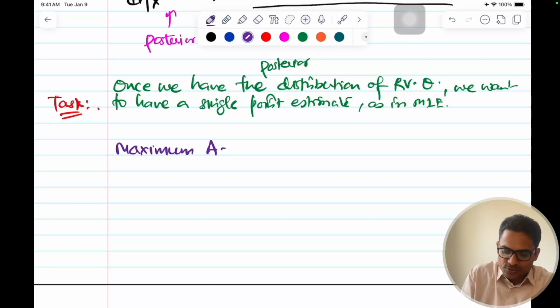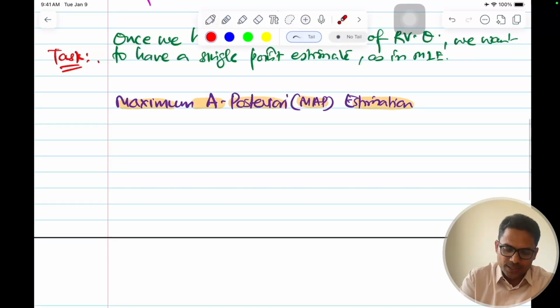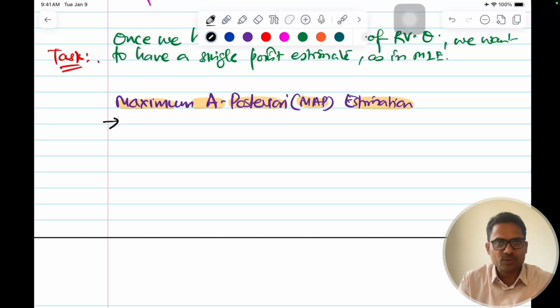By now you must have understood what is the meaning of a posteriori, that is, what is MAP estimation. So I'll write it in brackets here itself, MAP. A posteriori means after we have got the posterior. So what is MAP? What does it do basically? What is the theory behind this? What does maximum a posteriori estimation do?